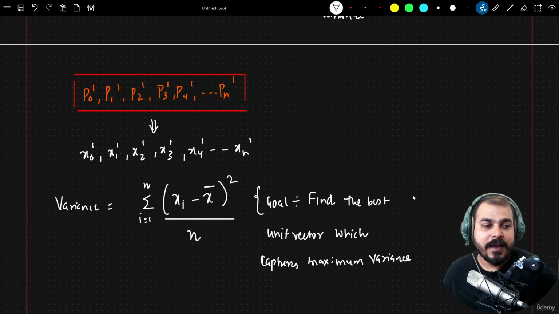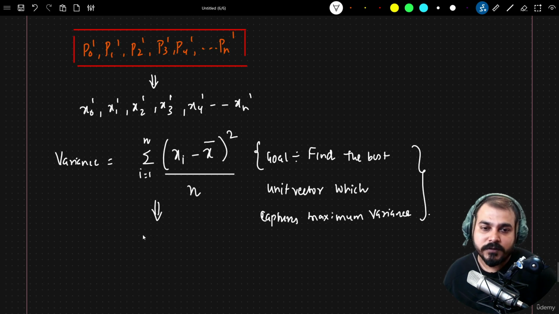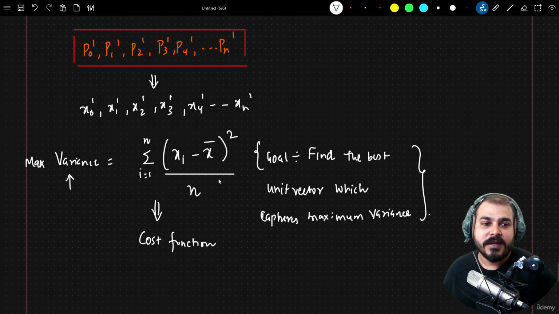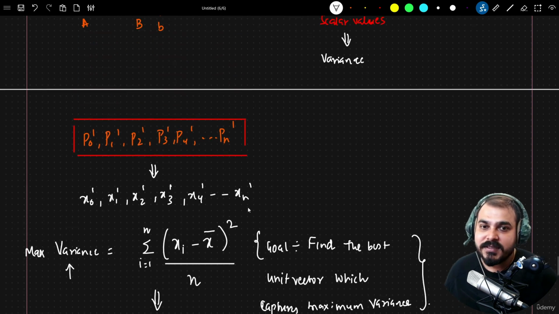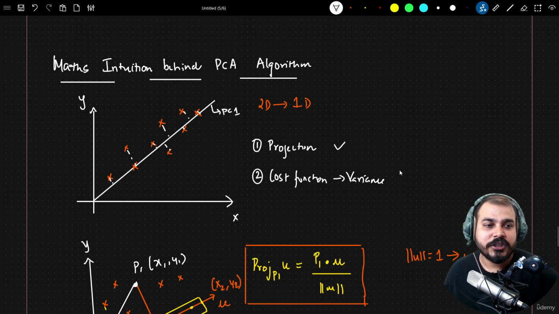So this is the example with respect to this, what we have actually discussed. Here at the end of the day, we are trying to find out the vector which captures the maximum variance, right? So this basically becomes our cost function. So here I'm just going to write max of variance. We have to find the max of variance. So in short, we have to find the best unit vector which captures the maximum variance, right? So this is in short an understanding where you are taking care of two things. One is projection and one is the cost function, wherein you are focusing more on getting the maximum variance, right?